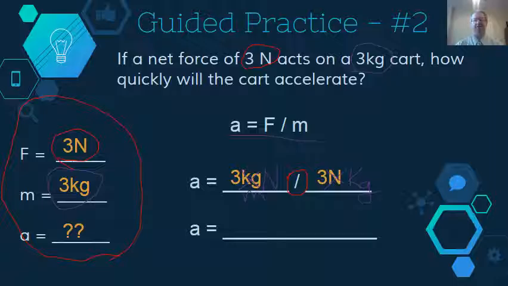Alright, so let's do the division. 3 divided by 3 equals 1, so that gives us 1 meter per second squared as our answer. So the acceleration, the rate at which this object accelerates, the cart, is 1 meter per second squared.